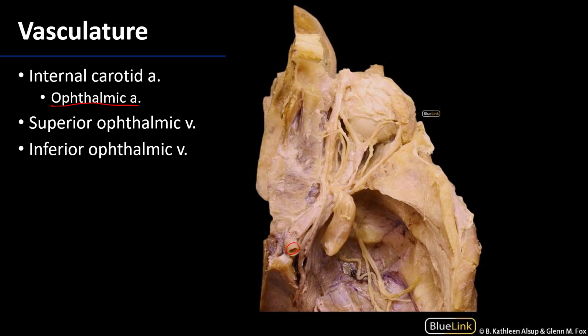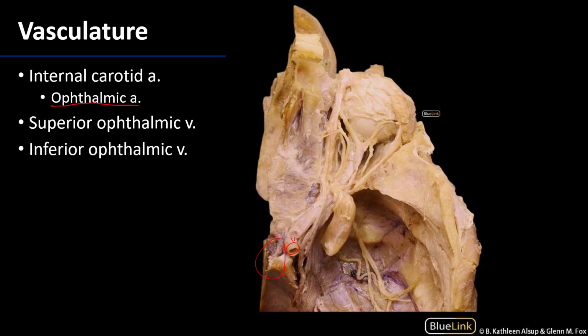Recall that the internal carotid artery is going to enter the skull through the carotid canal of the temporal bone and will pop up on either side of the sella turcica here. And coming off of that internal carotid anteriorly is going to be the ophthalmic artery.